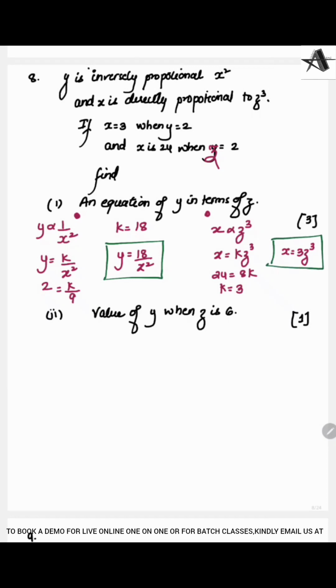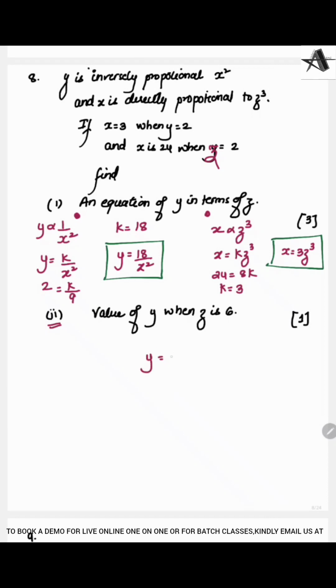We have one equation in y and x squared, another in x and z. We have to find the equation of y in terms of z. That means just remove x squared. So in place of x, I'm just replacing x with 3z cubed. That's all I'm doing. I'm just substituting one equation into another.